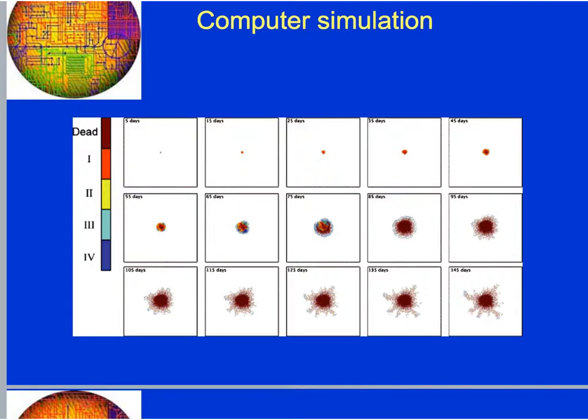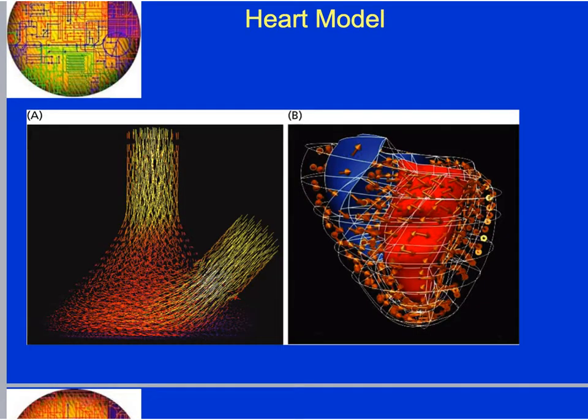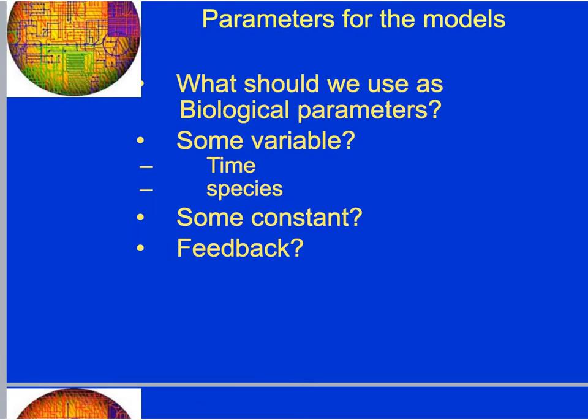Okay, so middle out, you would take both types of data and expand, and it's the most often used. It's the one where we actually take both modeling and experimental data and then start expanding from that. Okay, so this heart model is kind of pretty cool. They use real data and modeling data to try to figure out how tissue gets built and repaired in the heart, in this example. So that's just what that showed.